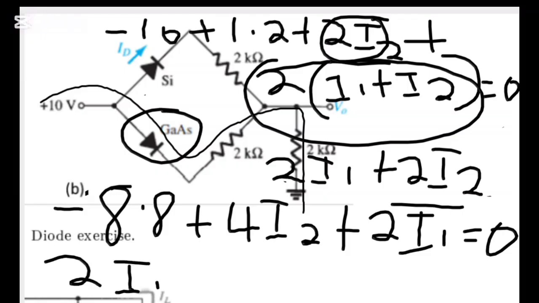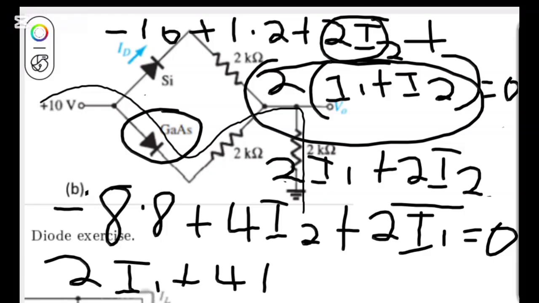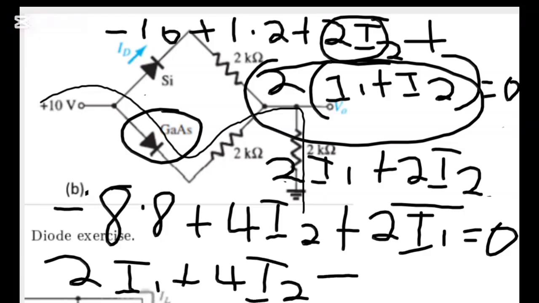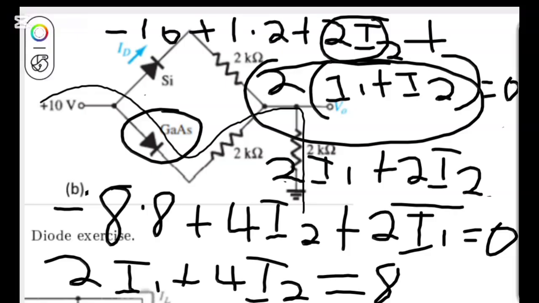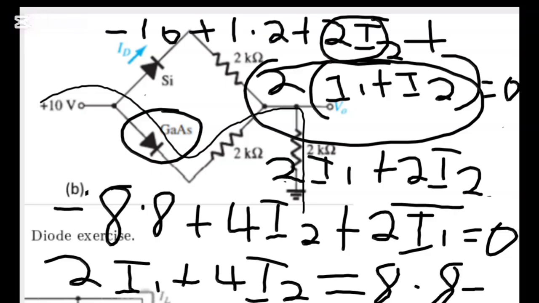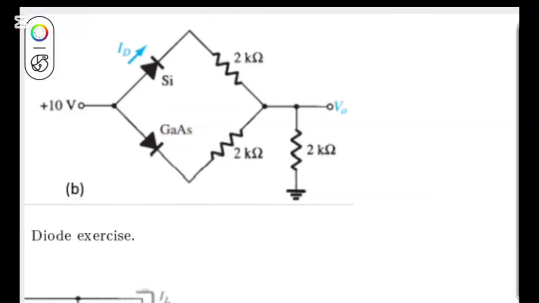The next thing that I'm going to do here, I have I1 first. So 2I1 plus 4I2 should now be equal to negative 8.8, which should cross the equal sign, and I will get 8.8 as my equation 2. So don't forget to keep down this equation 2. So let me keep down equation 1.